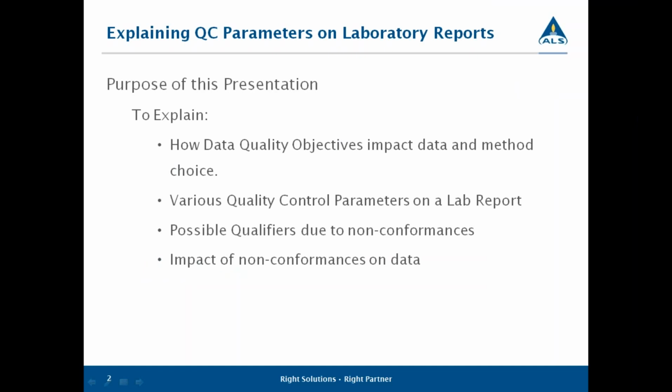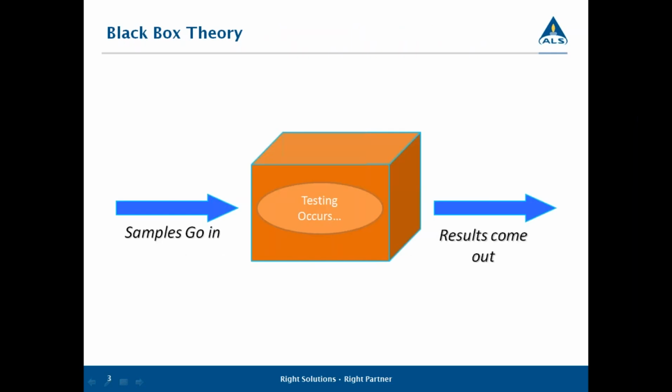So, in this presentation, we want you to better understand how quality objectives impact the data and method choice. We want to explain to you the various quality control parameters that you see on a lab report, and some of the possible data qualifiers you'll see due to non-conformances. We're going to go over just the major ones. We don't have time to go over all the potential qualifiers that you'll see. And ultimately, and most importantly, what the impact is on your data for these non-conformances.